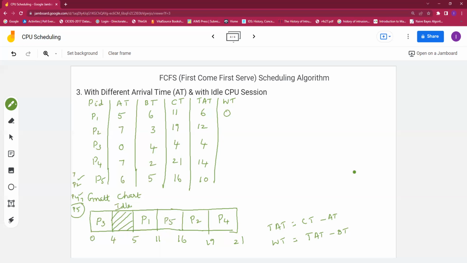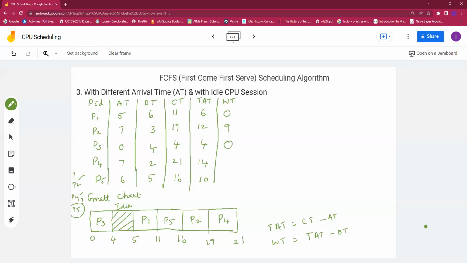And what about the waiting time of process P2? It is 12 minus 3, it is 9. And for process P3, it is 4 minus 4, it is 0. Why is it 0? Process P3 is the first process to enter, at the 0th millisecond. Before that your CPU is not doing any execution, it was idle. So once the process P3 comes in, it is given the CPU immediately. That's why it is 0 for process P3 also.